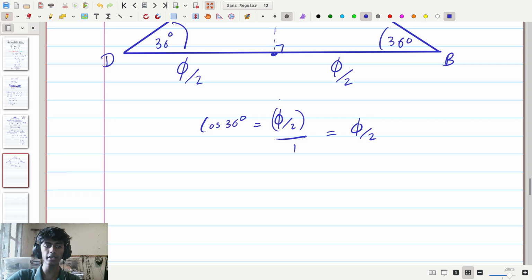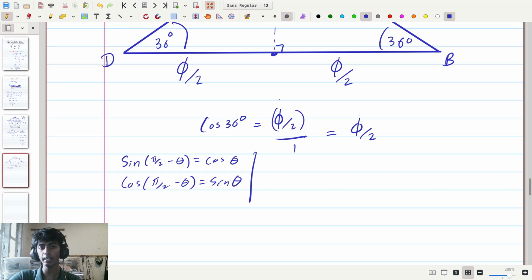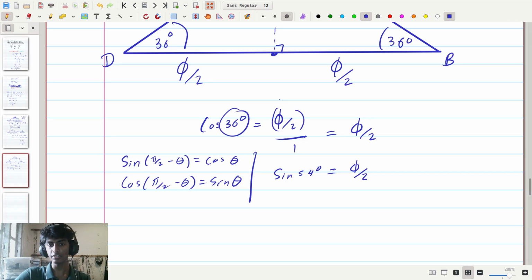In fact, because the cosine and sine are related by this expression, that the sine of pi by 2, or 90 degrees, minus the angle theta is equal to the cosine of that angle, or similarly the cosine of pi by 2 minus an angle is equal to the sine of that angle, we can say that the sine of 54 degrees is also equal to the golden ratio divided by 2, because 54 is 90 degrees minus 36 degrees, or in radians, pi by 2 minus this angle. 36 degrees in radians is 180 divided by 5, and 180 degrees is pi radians, so therefore 36 degrees is equivalent to pi divided by 5 radians.